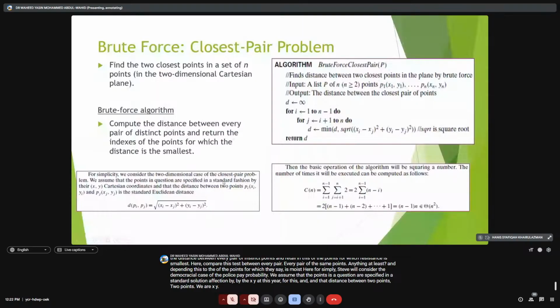Pi(xi, yi) and Pj(xj, yj) is the standard Euclidean distance. So here, the square root of (xi minus xj) power 2 plus (yi minus yj) power 2. Here we get the distance from P and Q.